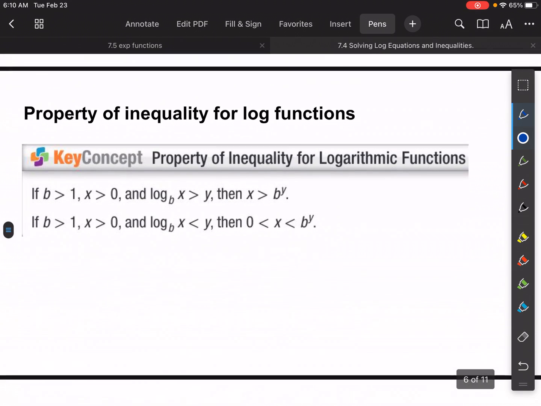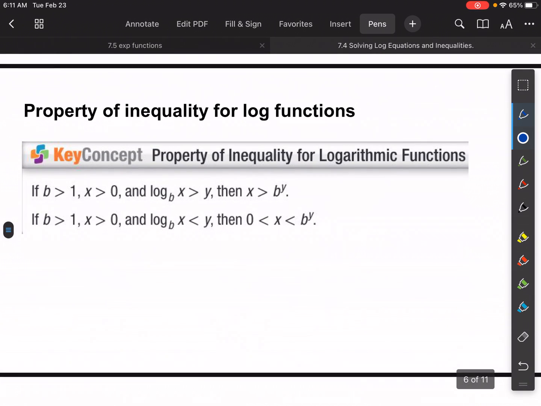Okay, so the property of inequality for log functions. All this is saying is that, as long as we have b greater than 1, x greater than 0, standard logarithm stuff, then if I have a logarithm of something that is greater than y, then the alligator continues. What I want to highlight here is that the alligator continues to have the same relationship with x. Okay, so notice that the alligator is eating the x in the original logarithm here, and it is here as well in the answer, right, when you go to solve it.